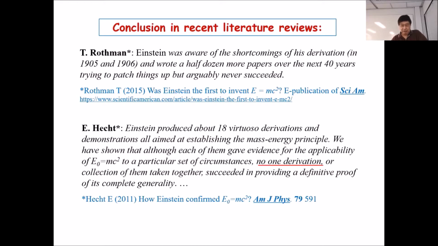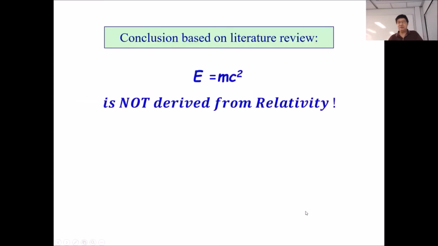Now, the review concluded that although each of these papers gives evidence for the applicability of E=mc² to a particular set of circumstances, no one derivation or collection of them taken together succeeds in providing a definitive proof of its complete generality. So based on this literature review, we may conclude that E=mc² is actually not derived from relativity.